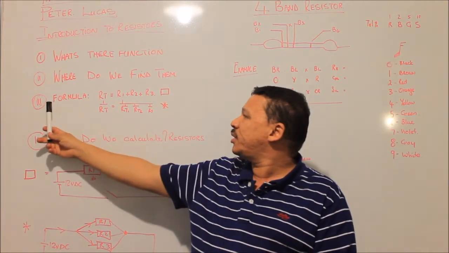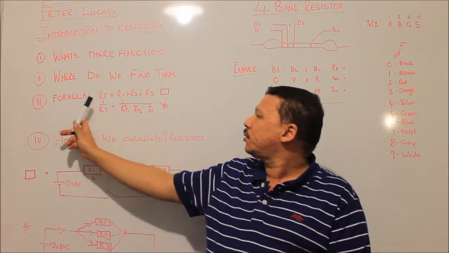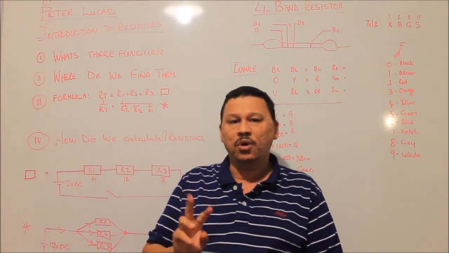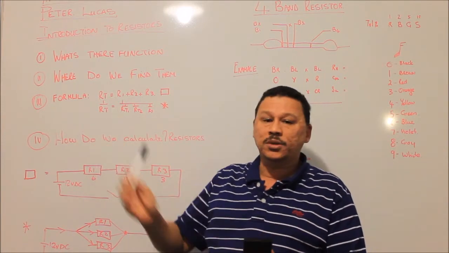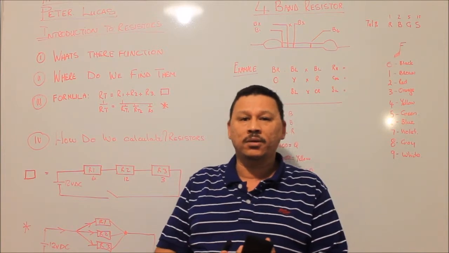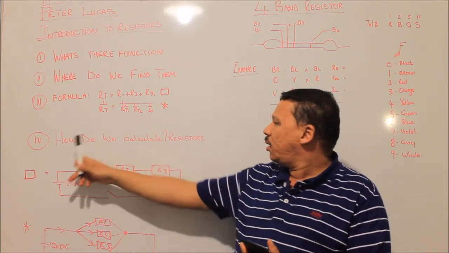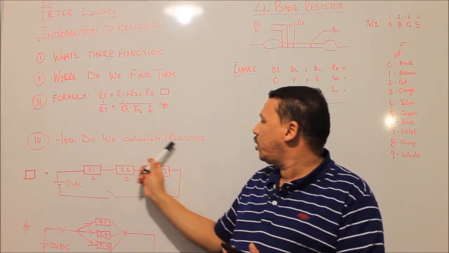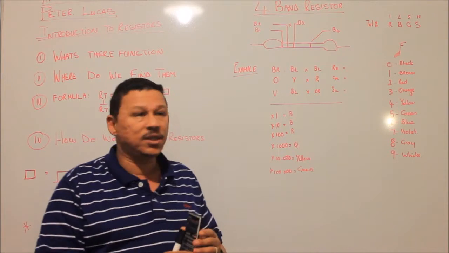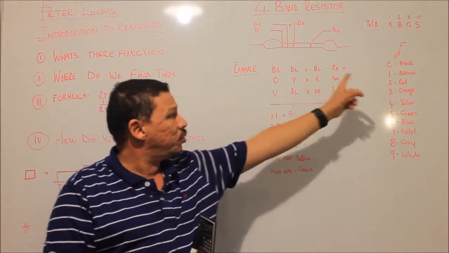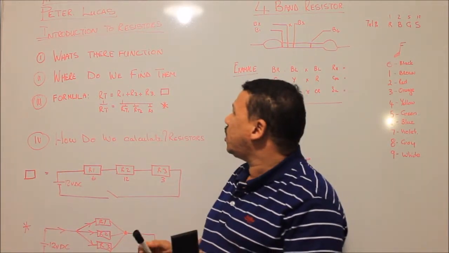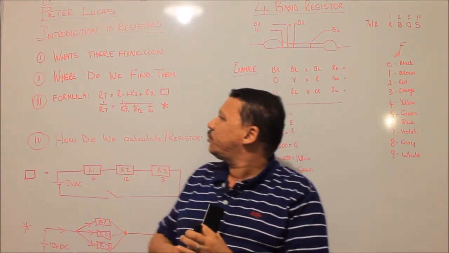The third thing that we will be discussing is formulas. In resistor networks, we have two types of networks. One is a series network and one is a parallel network. And the last one is, how do we calculate them when we have a little resistor in our hand? If we have a resistor in our hand, there is a certain formula that we need to follow to actually achieve that. So let's start with the following.